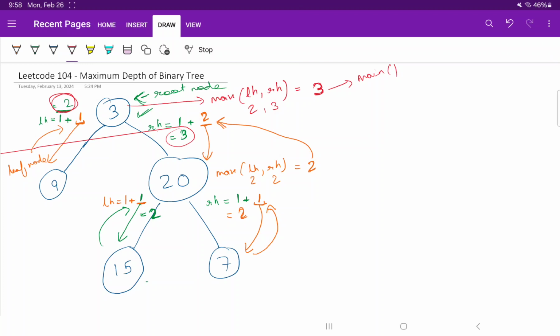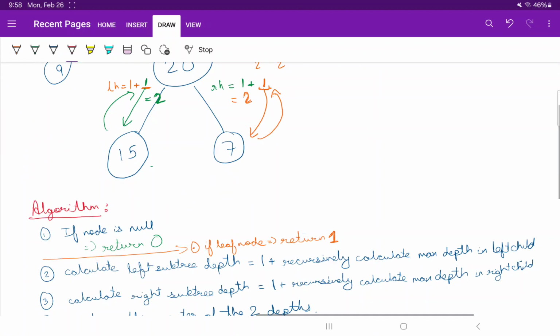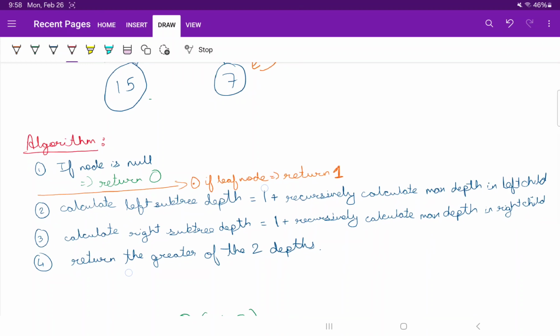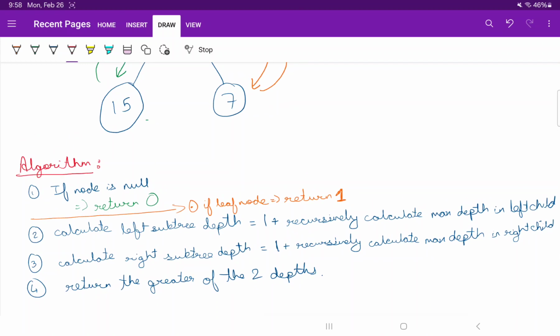I hope you understood this algorithm via dry run. Now let's look at the algorithm. What actually is the algorithm for this problem? So the algorithm is, if node is null, return 0. If you have a null node, then the depth for that is considered to be 0. If we have a leaf node, then return 1, because the depth of a leaf node is considered to be 1. These are the base conditions for our recursive algorithm. As we said, we're going to be using a modified version of the depth first search algorithm.